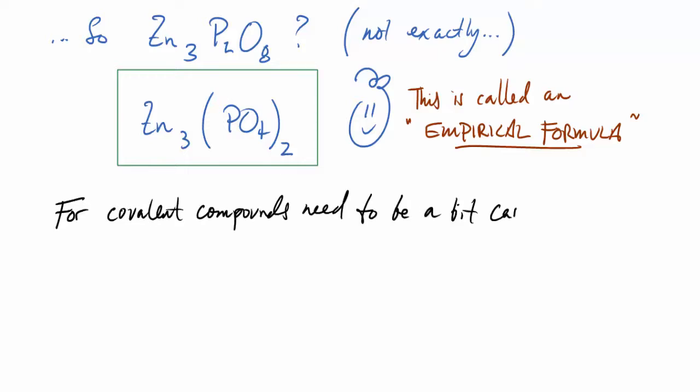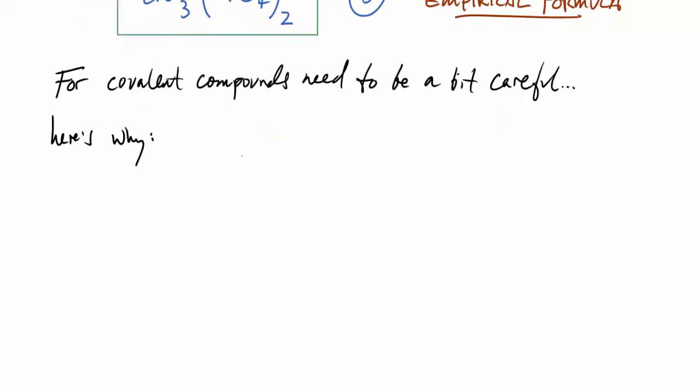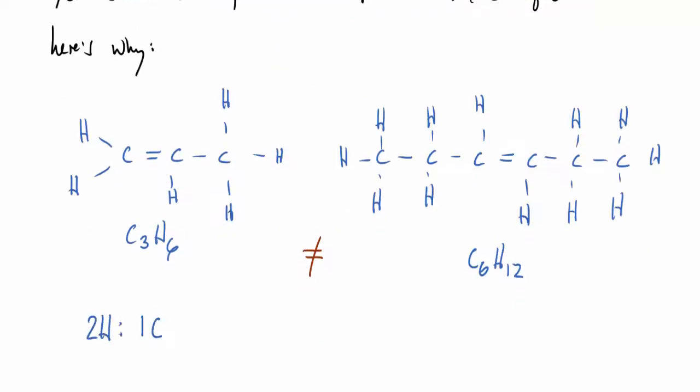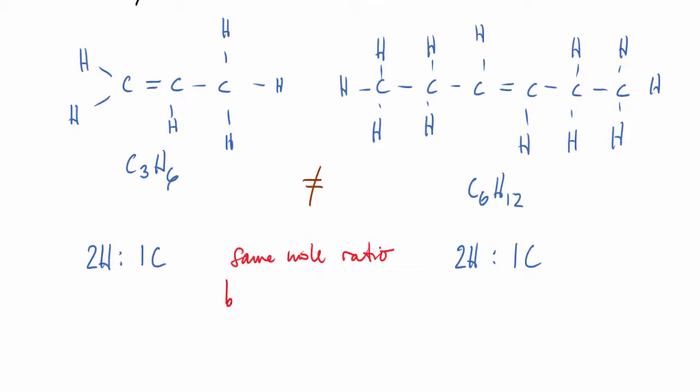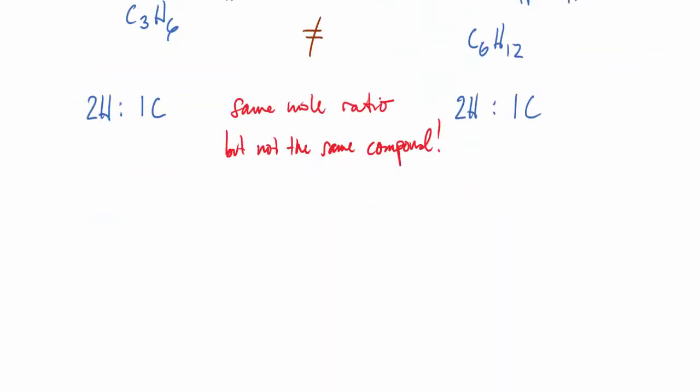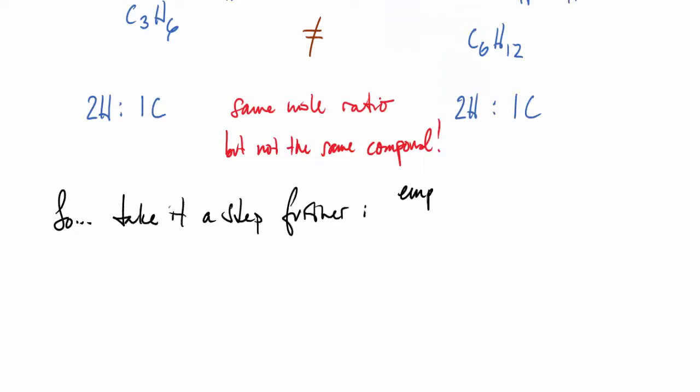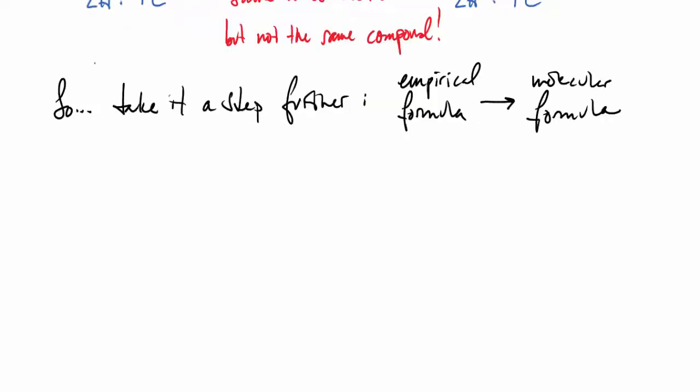So for covalent compounds, though, we need to be a bit careful. Here's a good reason why. If you have two compounds such as these two, which are ethene and hexene, they have the same mole ratio, 2 hydrogens to 1 carbon, but they're clearly not the same compound. So when we're dealing with covalent compounds, we have to take it a little step further and move from the empirical formula to this thing called a molecular formula, which may be a multiple of the empirical formula. So let's have a look.